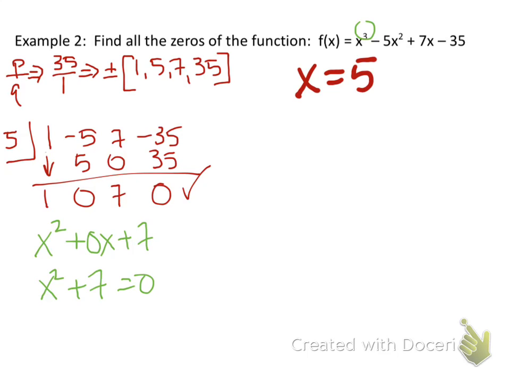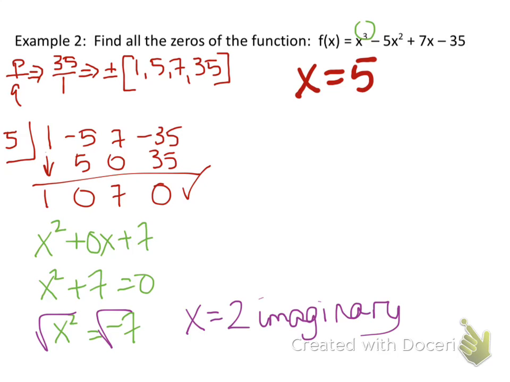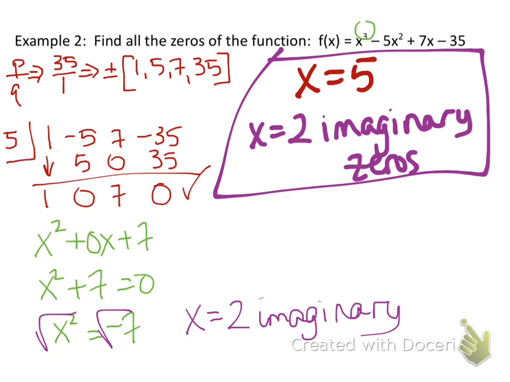Set that equal to 0, because we know how to solve quadratics. We're going to bring the 7 over, so x squared equals negative 7. Taking the square root, we would get x equals plus or minus the square root of negative 7, which means there are 2 imaginary zeros. I don't necessarily care if you find those exact zeros, so at this point you can just tell me that x equals 5, and x would be 2 imaginary zeros.